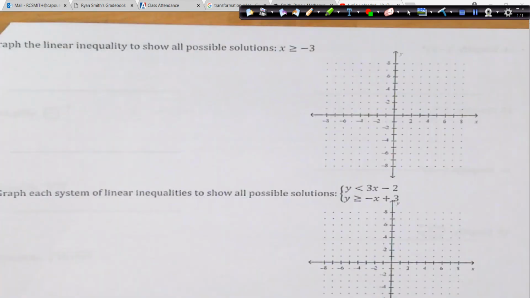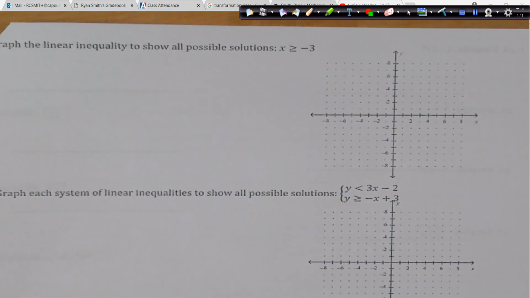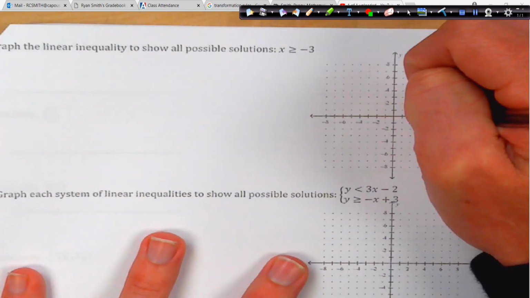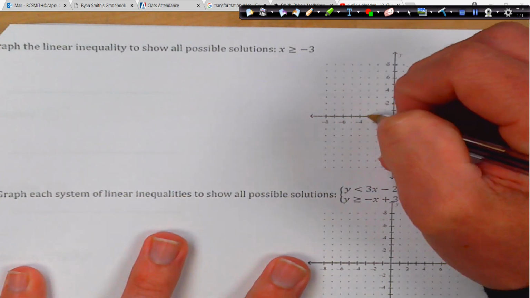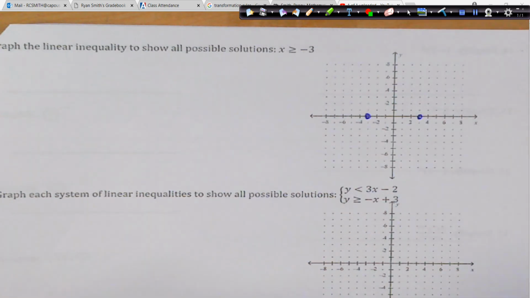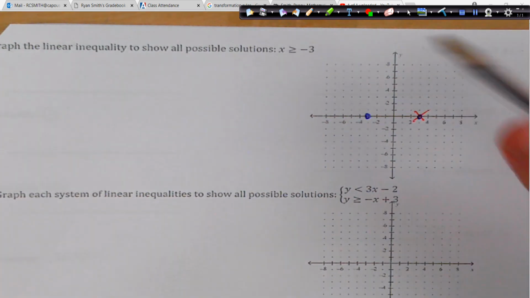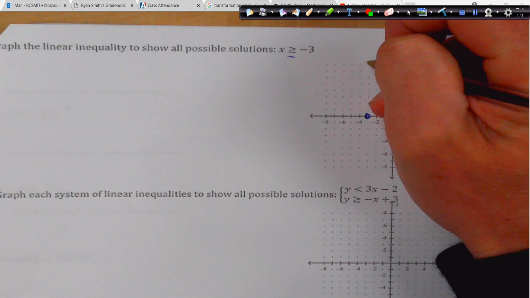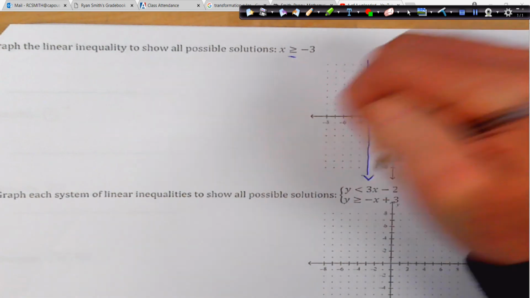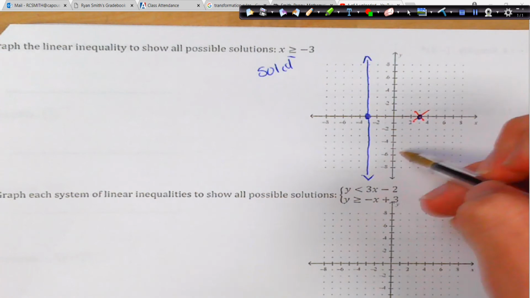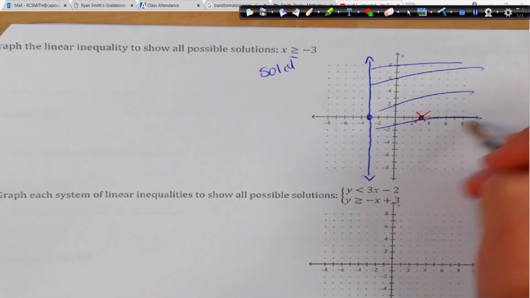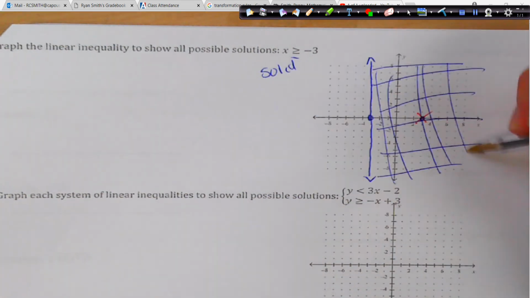All right, more graphing to come. X equals negative 3, so where is x equals negative 3? It's right here, and x always has to be equal, over here. Sorry, forget this spot, that was positive 3, it says negative 3. And it's an equal sign, so it's going to be a solid line. So solid, and it's got to be greater, so we got to go towards the greater numbers. Okay, so it's going to shade all this on this side.